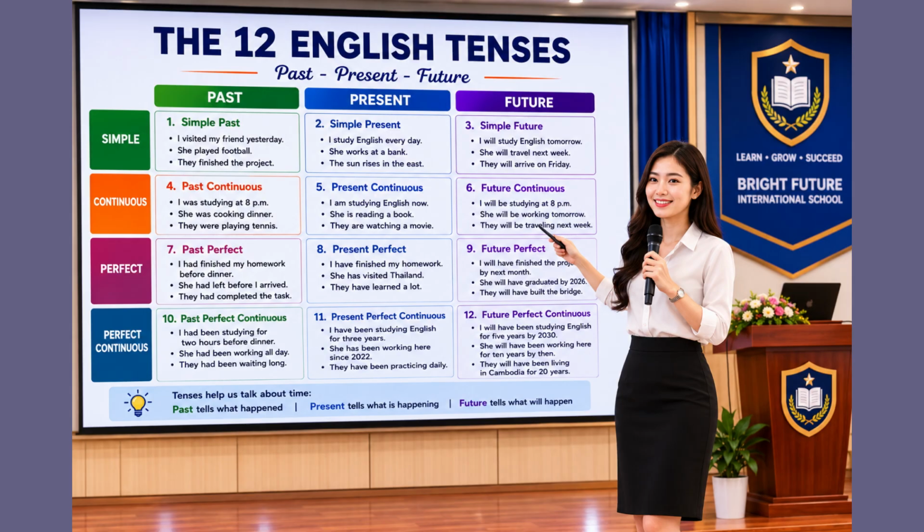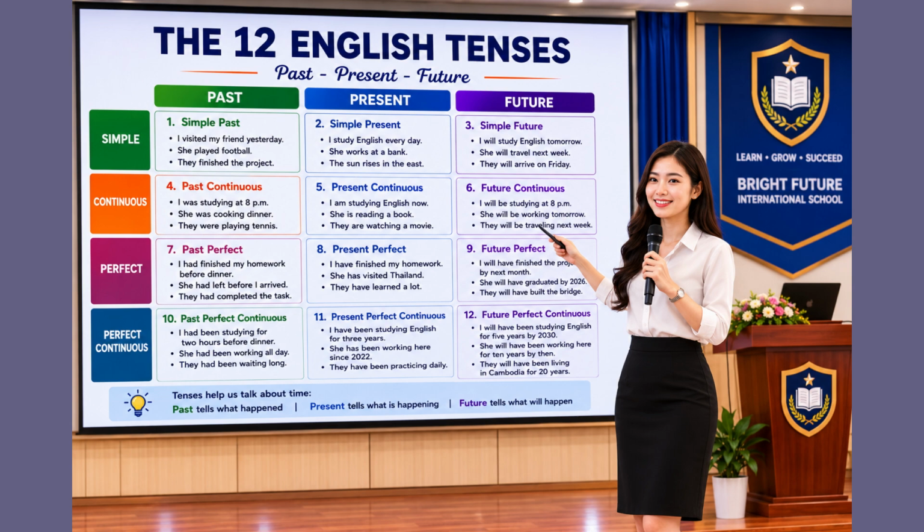Simple past: Kevin studied English yesterday. Past continuous: Kevin was studying at 8 p.m. last night. Past perfect: Kevin had completed his homework before dinner. Past perfect continuous: Kevin had been studying for 3 hours before taking a break.